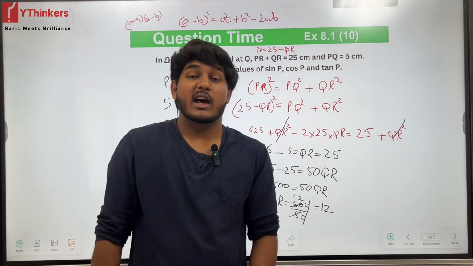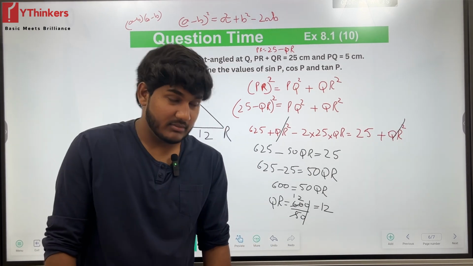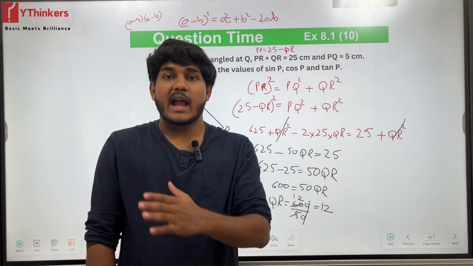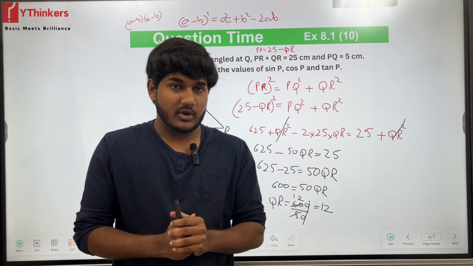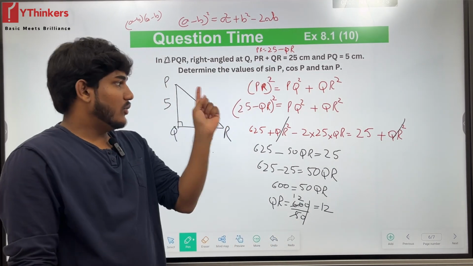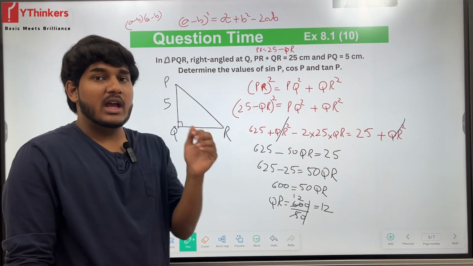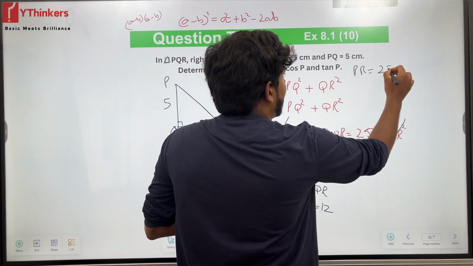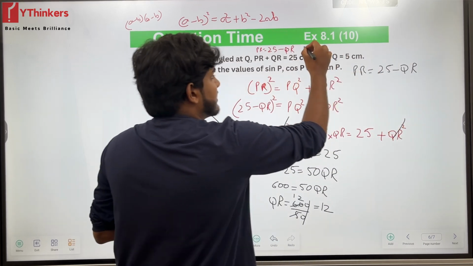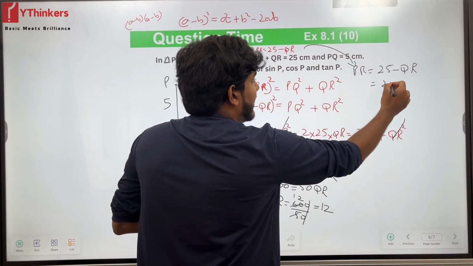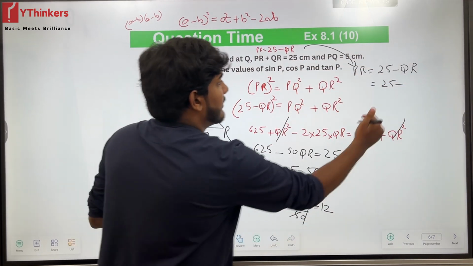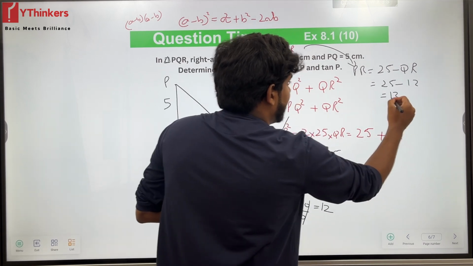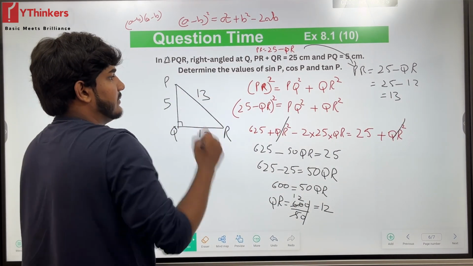Okay, now I have to do Pythagoras theorem again to find the other side. No, I don't need to do Pythagoras theorem. Why? Because I know the equation. Now only thing which is remaining I need to know is PR. How to find out PR? Can I write PR is equal to 25 minus QR? Yes, correct. So 25 minus 12, which will leave me with 13. So this is 13. Correct.